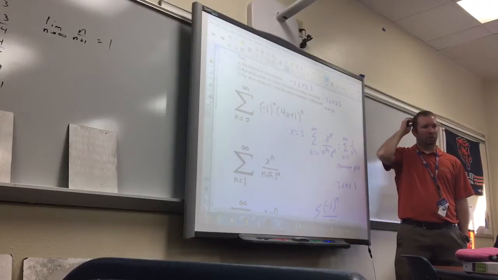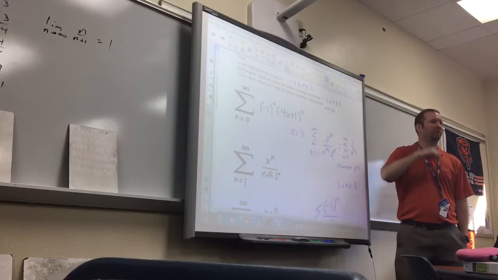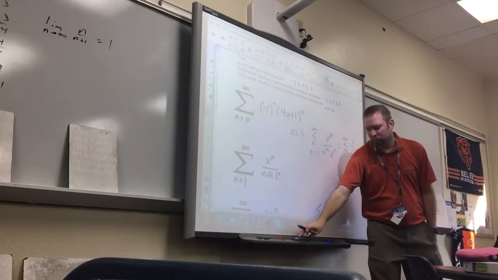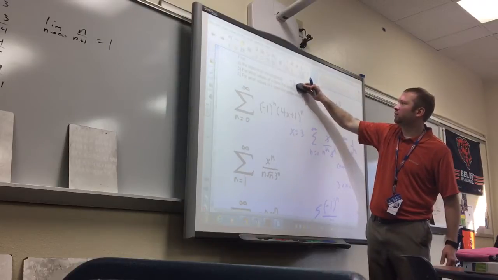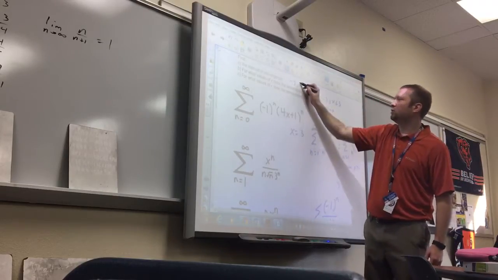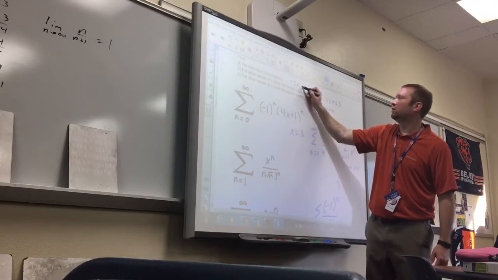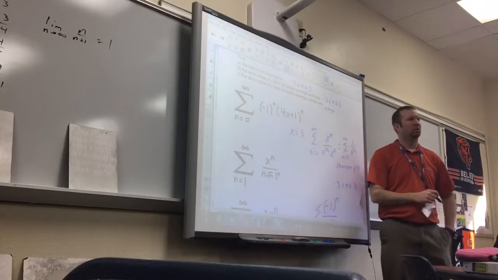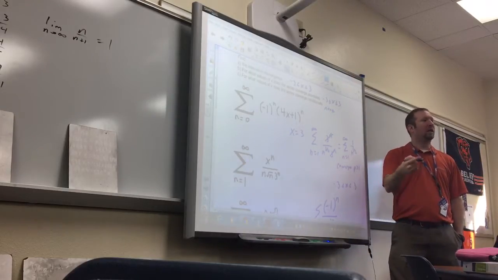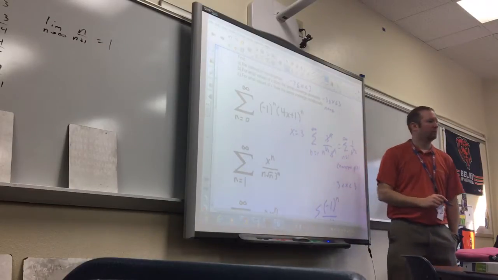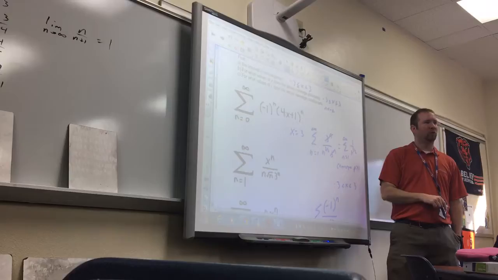In the second example, when it was n to the 1/2, what was my interval of convergence? -3 to 3, non-inclusive, whoops. Sorry, -3 to 3, included at -3. It worked there. The series converged at -3, by the alternating series test.